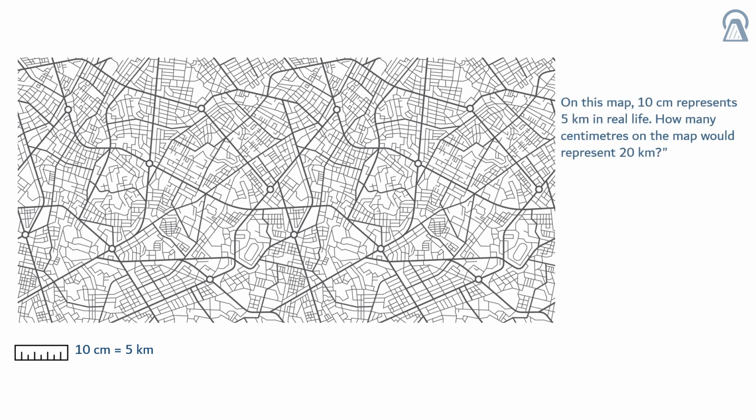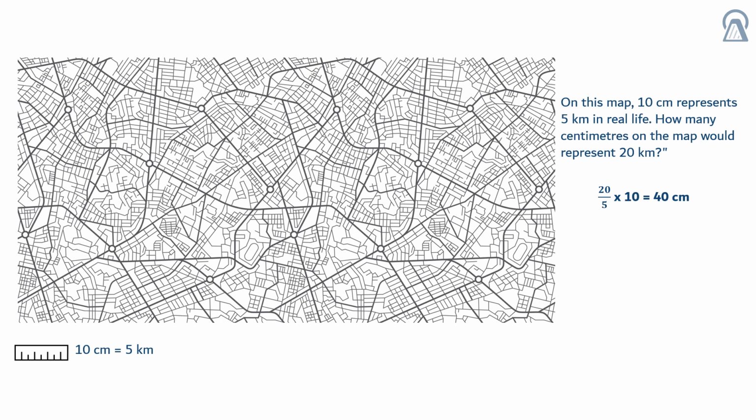On this particular map, if we were trying to find out how many centimetres would actually be covered by 20 kilometres, we take the amount we're looking for, which is 20, divide it by the original associated amount, which is the 5 kilometres. And then we're going to multiply it by the conversion rate, so it was for 10 centimetres. So 20 divided by 5 is 4, 4 times by 10 is 40.